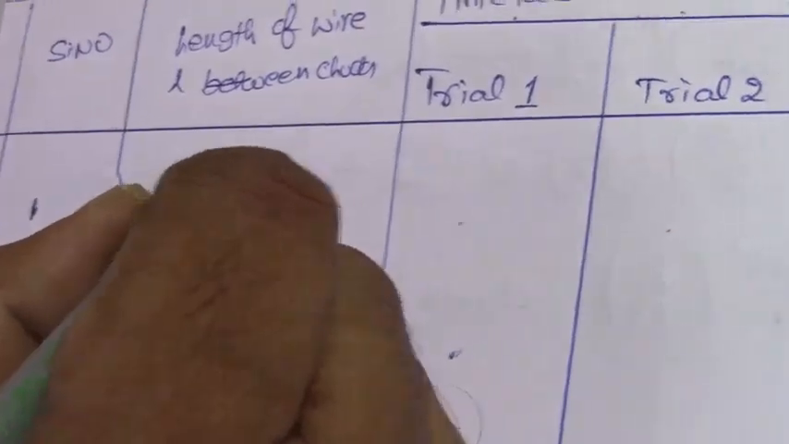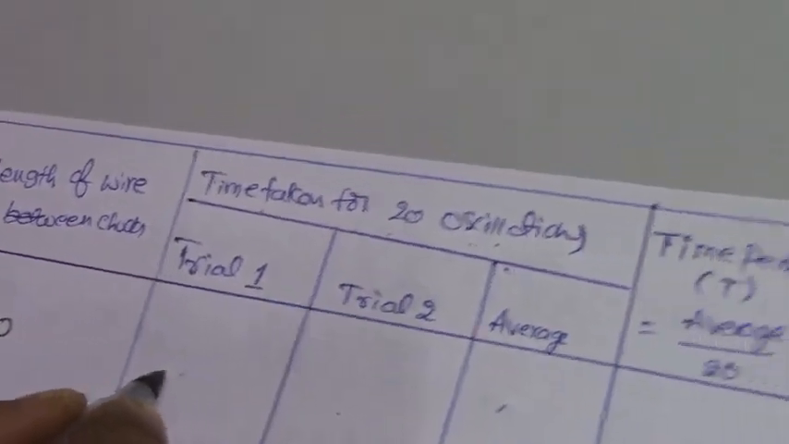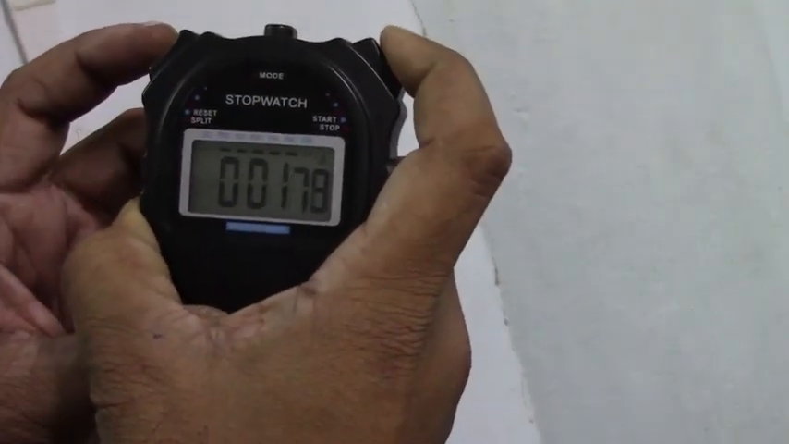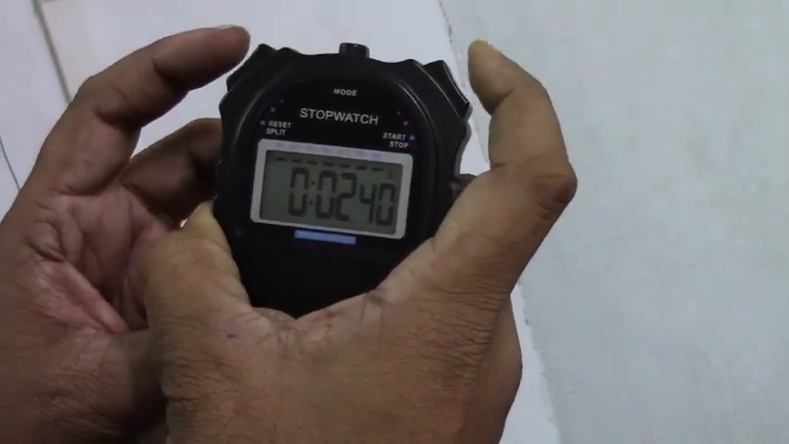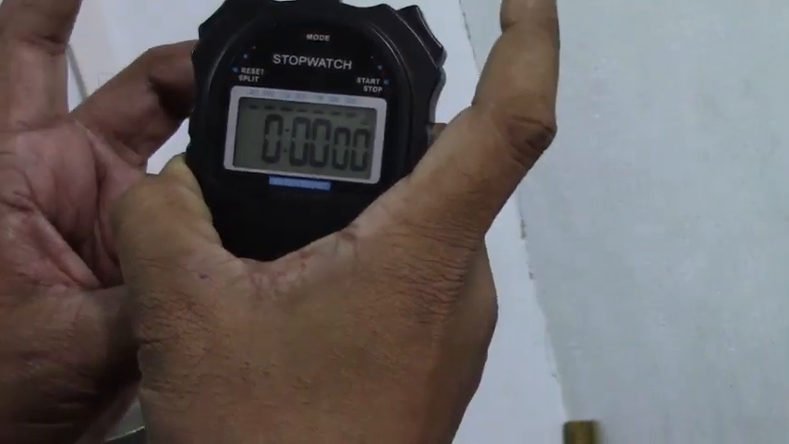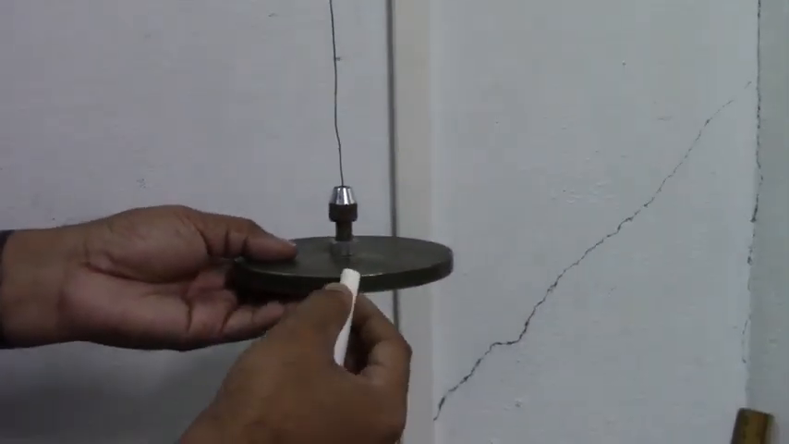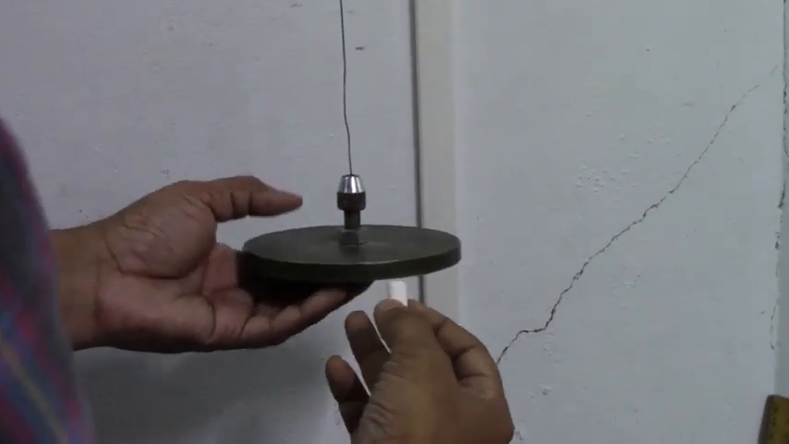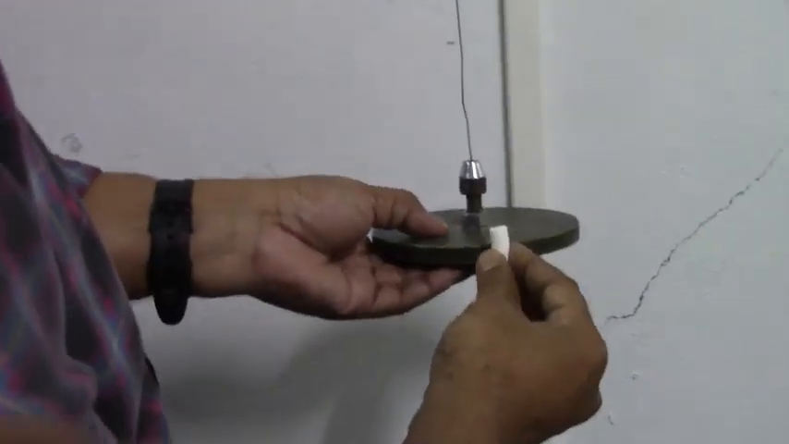So let us start the experiment first. Here the length is already set to 50 centimeters. Now let us calculate the time taken for 20 oscillations. For this we need a stop clock. This is start, 1 second, 2 seconds, like that. The same one is stop and this is reset. To calculate the time taken for 20 oscillations, let us take a reference point.